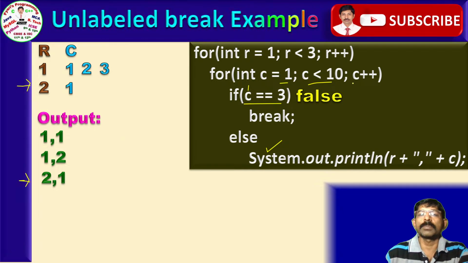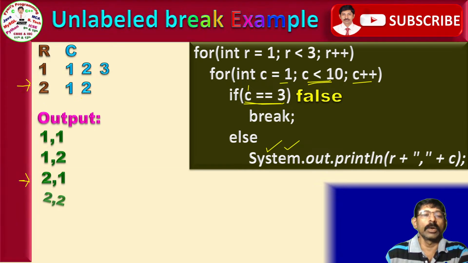Next time C++, C will become 2. 2 less than 10, condition true. 2 equals to 3, condition false. Display R is 2, C is 2. That's why it will display 2, 2.